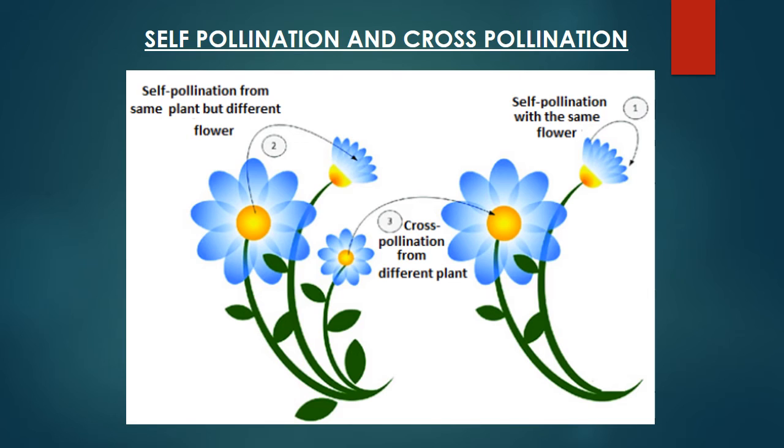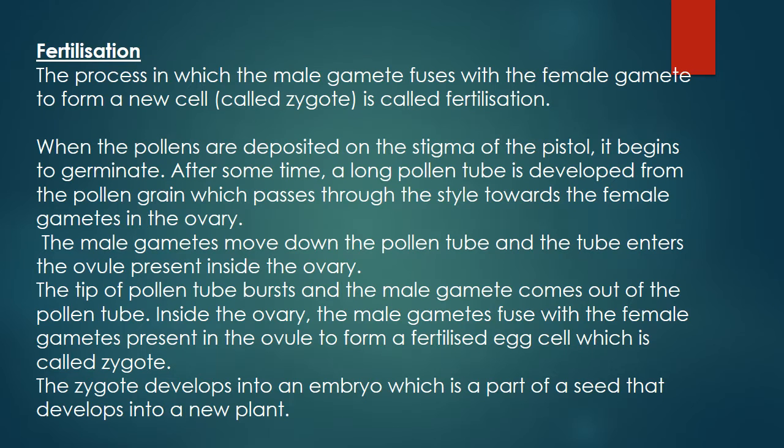Self pollination from the same plant but a different flower, self pollination within the same flower, and cross pollination from a different flower, that is, the stigma of one flower receiving pollen grains from another flower. So next is the fertilization process.